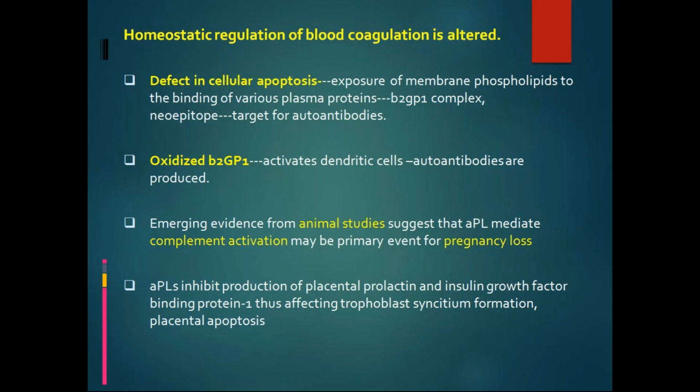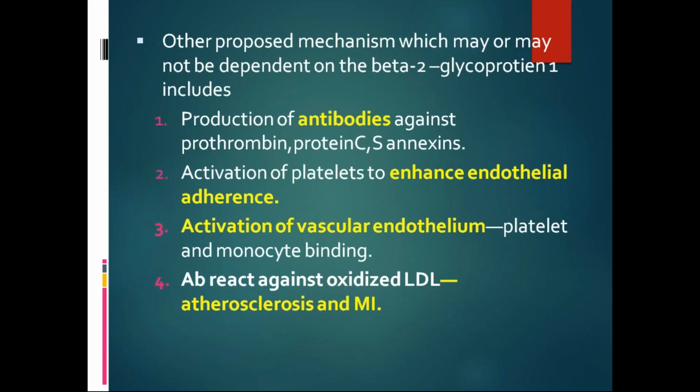This is very important. I already mentioned, when there is an increase in anticardiolipin antibodies, there is arterial thrombosis. With lupus anticoagulant, it's venous thrombosis. Or when it is complement activation, then it is pregnancy loss.